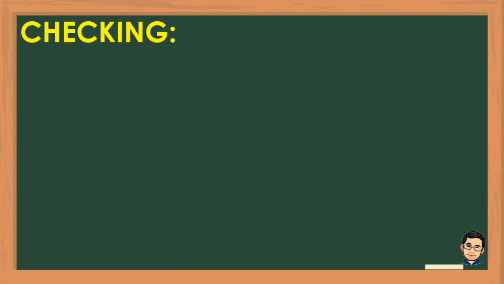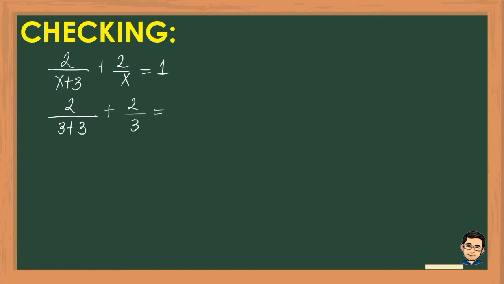So, to check, sulat natin yung equation natin kanina, 2 over x plus 3 plus 2 over x is equal to 1. Okay. Then, yung value ng x natin kanina is 3. So, 2 over 3 plus 3 plus 2/3 equals 1. So 3 plus 3, that is 6. And then we can simplify 2/6 as 1/3.